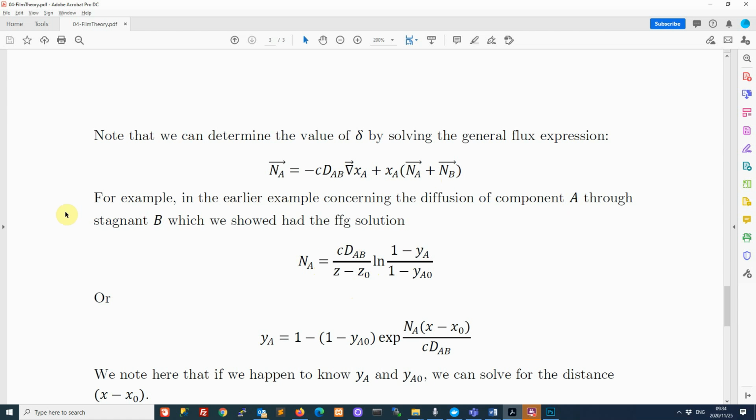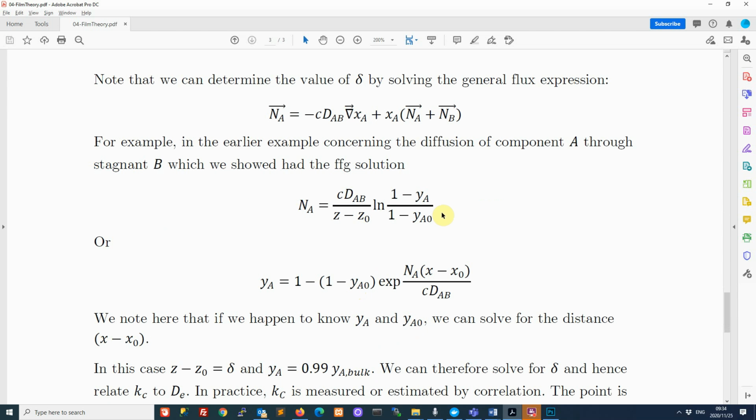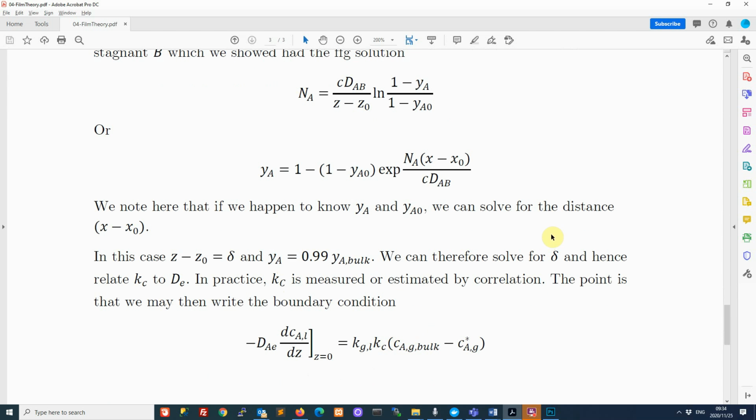So do go back and just check for stagnant B, that means NB equals 0. Then you take the Na across and then you solve the equation, then we had this form. Now we can rewrite it like so, and we can say that Ya equals 99% of the bulk value. So we know the bulk value and we just stick 0.99 times that in here. And then that gives us a number, and then that's another number.